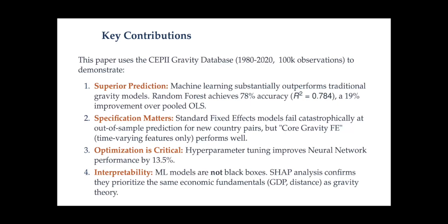My result shows that machine learning substantially outperformed pooled OLS or fixed effect panel OLS models. Random forest is the best in my case, and neural network is second, with very small differences. One measurement is R square. The R square from the random forest is 0.78. The difference between OLS and random forest is 19%.